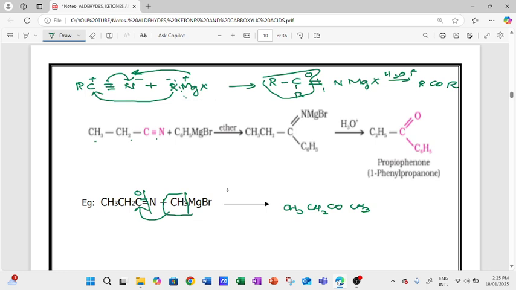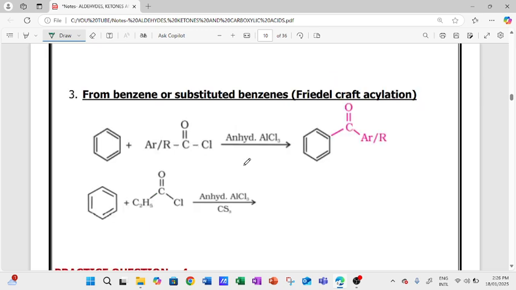The last method is Friedel-Crafts acylation. It's an electrophilic substitution reaction. This is an acyl halide, and it can have an alkyl group or an aryl group. During the reaction, any one hydrogen from benzene gets eliminated with the chlorine as HCl. The remaining portion, for example RCO, gets attached to the benzene ring, giving COR or COAr, whatever it is.